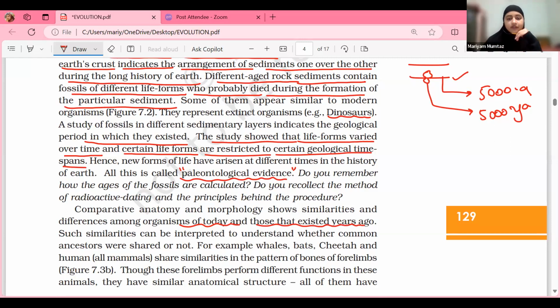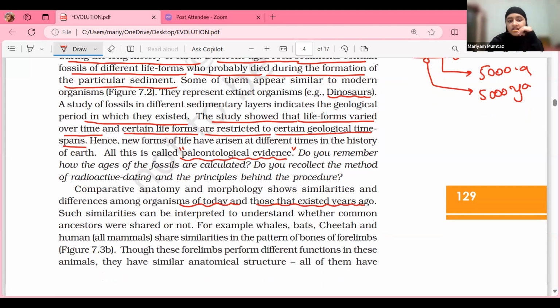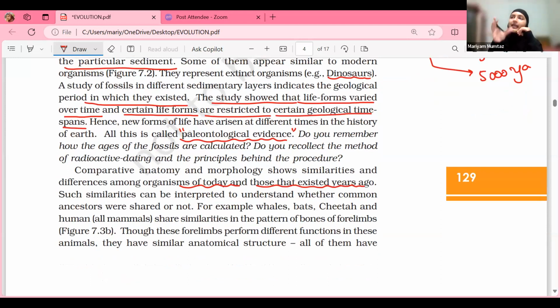Very good. So these structures of the body, whether internal or external, would also tell us the relation between the organisms or the similarities. And this can help us to find out the common ancestor between a certain type of organisms that we are studying.